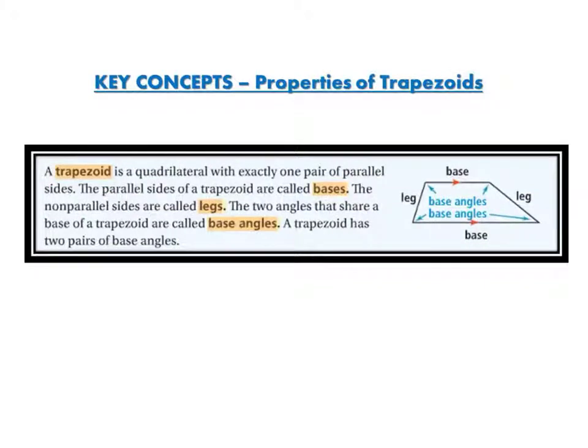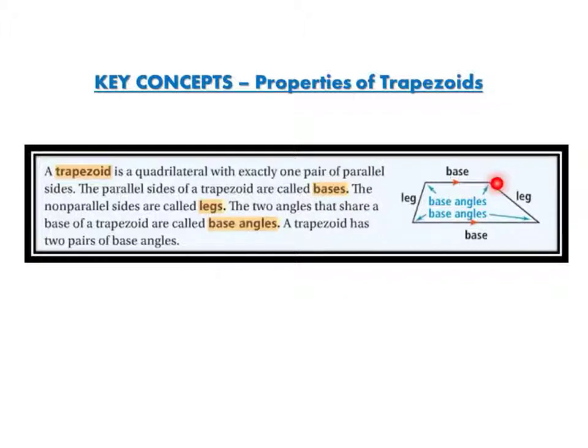First of all, a trapezoid is a quadrilateral. That means it has 4 sides. That means that the sum of the interior angles is 360 degrees. It is a quadrilateral that has exactly 1 pair of parallel sides. The parallel sides are called the bases. Then the other 2 sides, they are non-parallel. They're called the legs. Now the legs, a lot of times, are not the same unless they are an isosceles trapezoid.